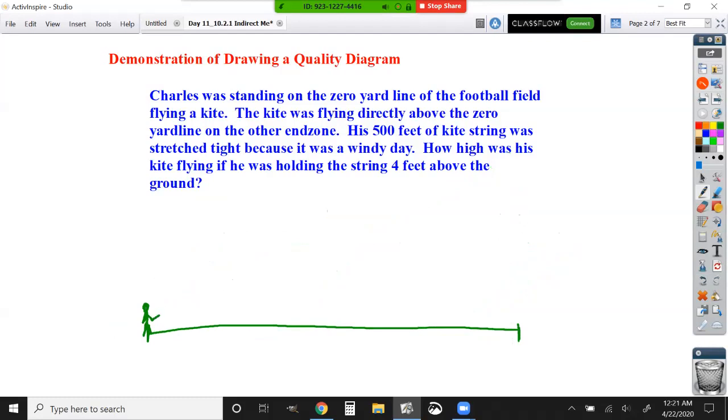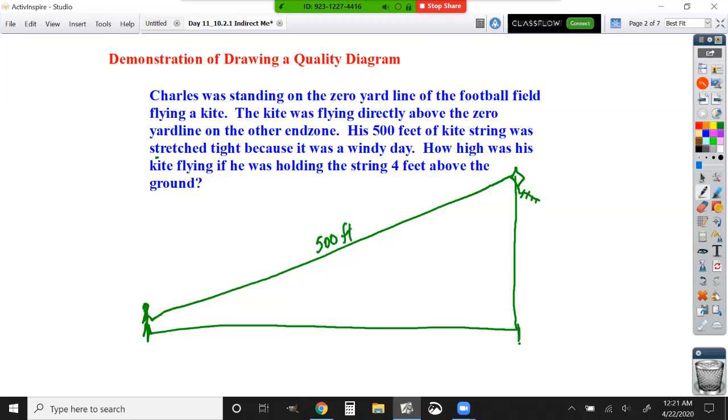And Charles has a kite string, and nothing has to really be drawn to scale, but we do want this kite to be over the other 0-yard line. And our job is to figure out the altitude or the height of that kite. Now, we do know that he has a 500-foot kite string, and it is stretched tight. That's an important phrase because it's telling me that this is a straight line. And I want to know how high above the ground that is.